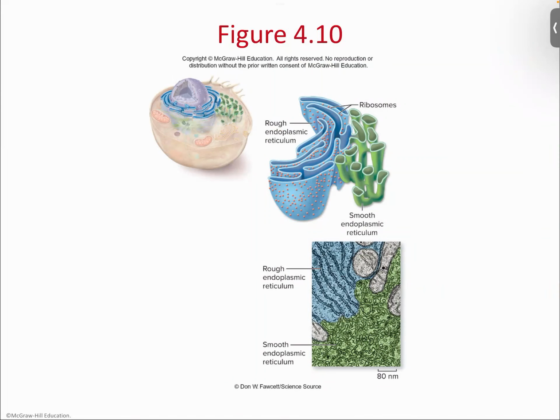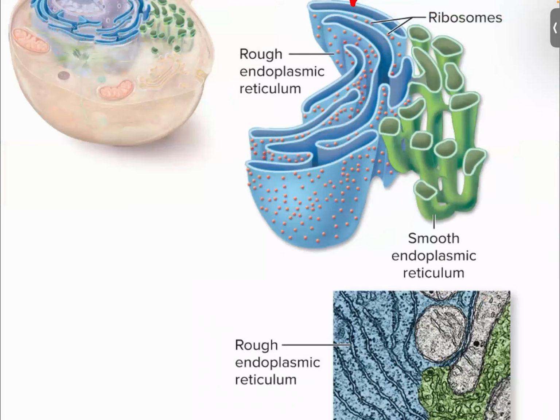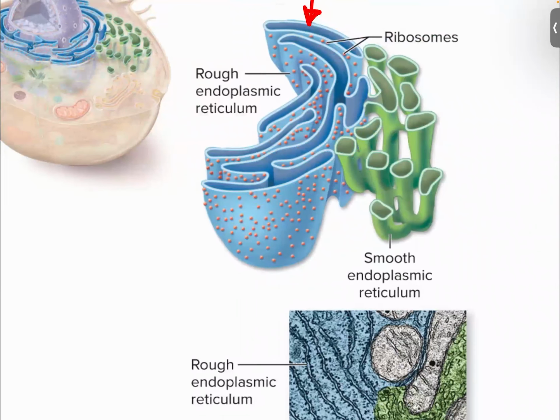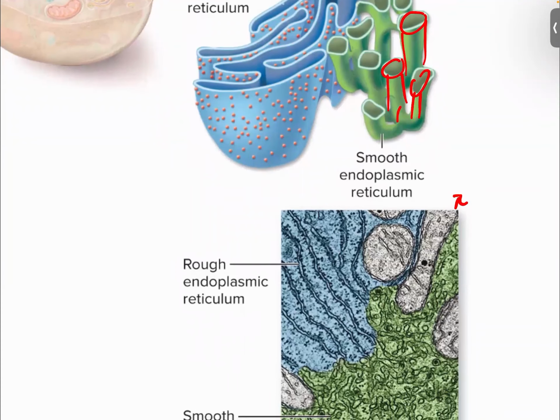So here you can see this is your rough ER. You can see that studded appearance with all those little gold ribosomes attached to it. You can see the labyrinth-like effect of the rough ER. And then as it oozes into the smooth ER, you can see the smooth ER is a little bit different, right? It's not quite as labyrinthine. It's a little more tubular in nature, kind of like vertical tubes. And then when you cut in cross section, it just looks like little circles.